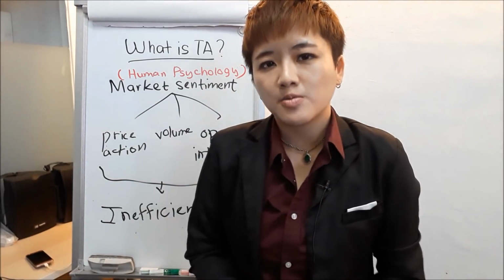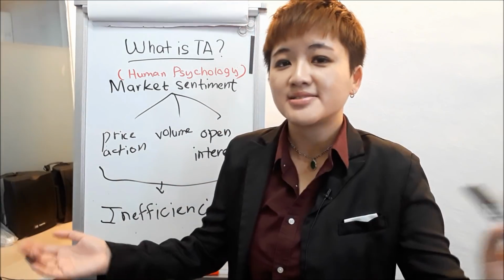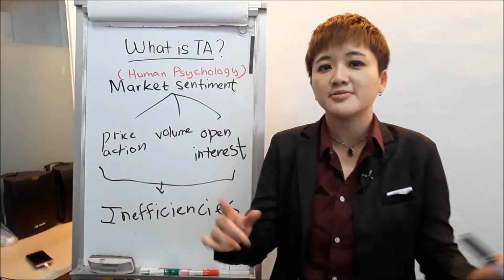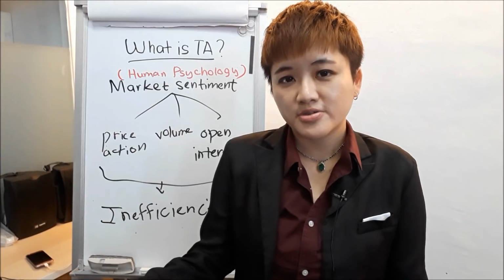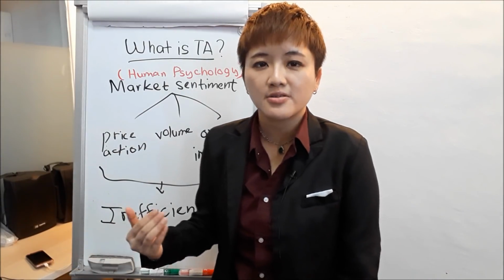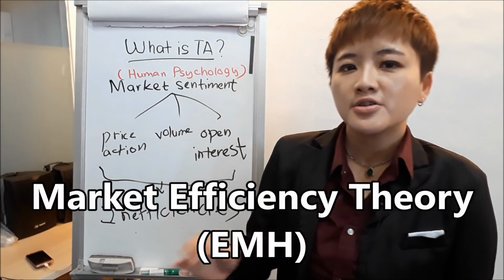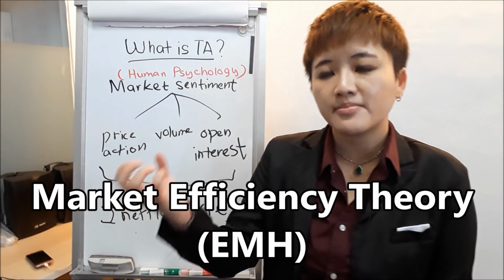Give me an example of what is inefficient. I said I want to write a book 3 years ago. Until now, I still haven't completed it. In a lot of finance textbooks, you will come across this term called market efficiency theory. In short, it's called EMH.